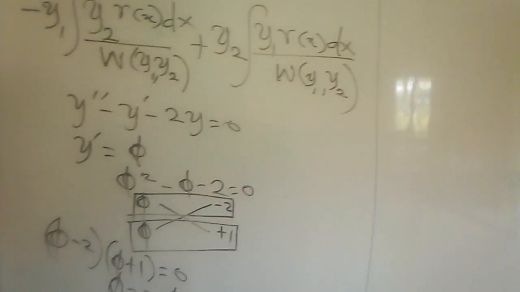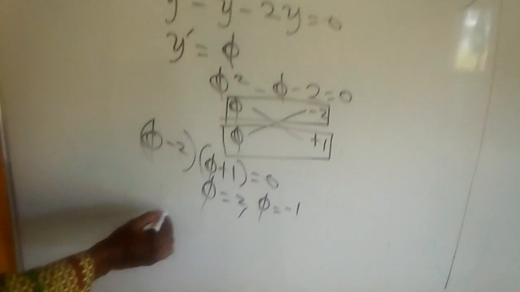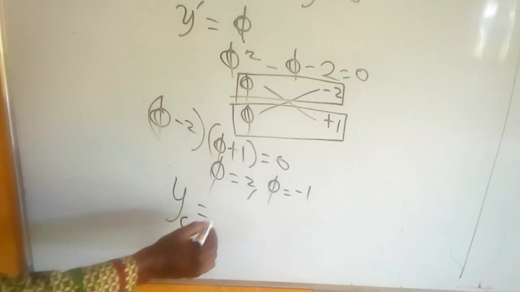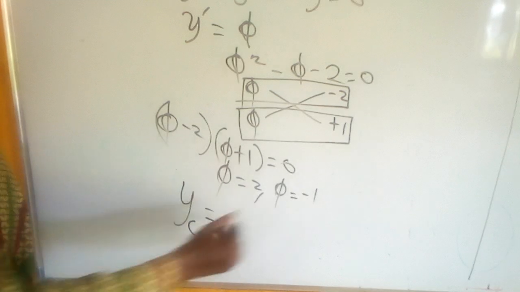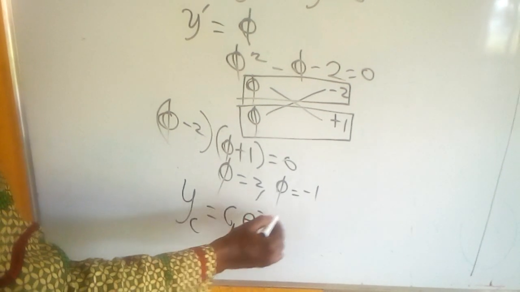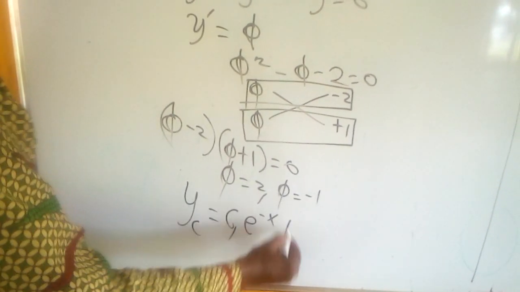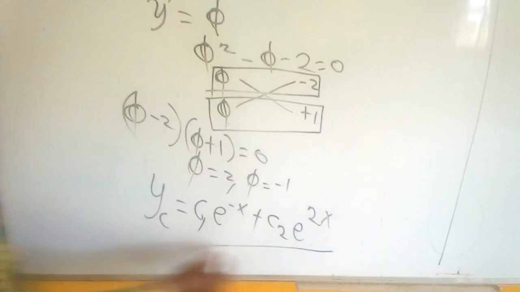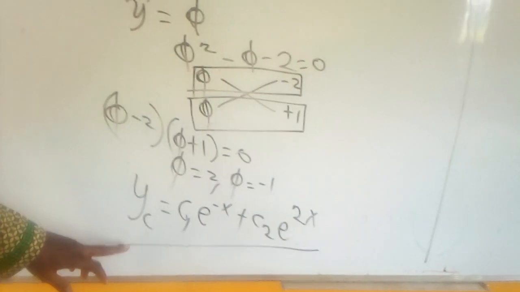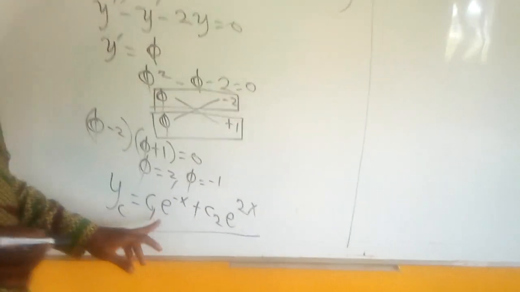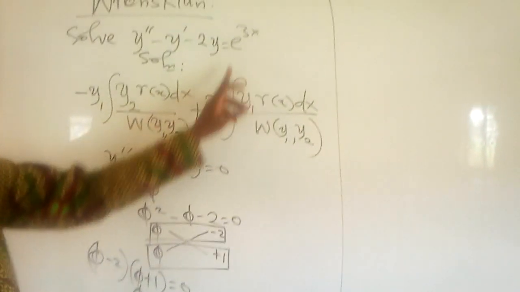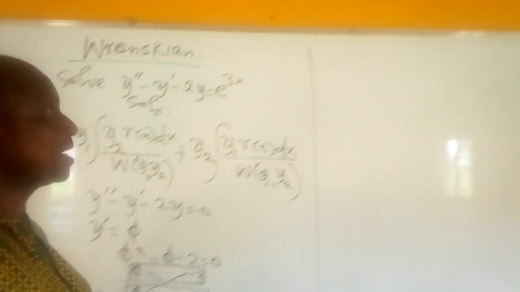So with this, we get the complementary function solution, which is y complementary = c1 e^(-x) + c2 e^(2x). This is the exponential relationship for the complementary function solution, and this is the solution to the homogeneous part of the equation. We now consider the y particular.